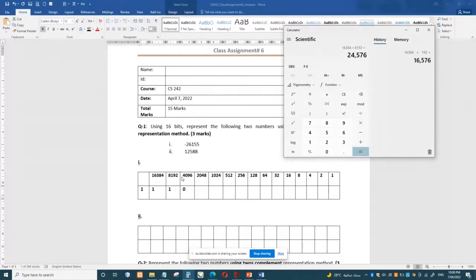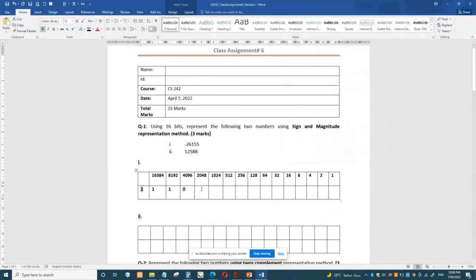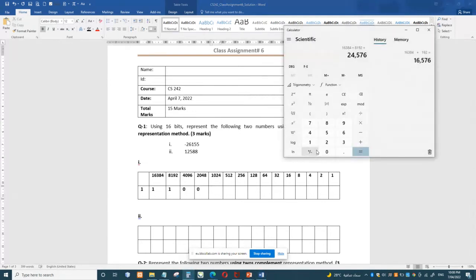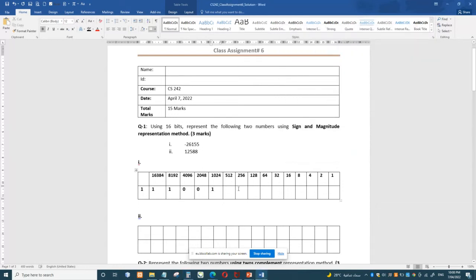24,576 we have already done. We have not taken 4096, so we are going to take 2048. If we take 2048, I think it will be more than 26,155. So we cannot take 2048, but rather we can take 1024. If we take 1024, the value is 25,600. Still, we are smaller than 26,155, so we can take that one. And I think we can also take 512.